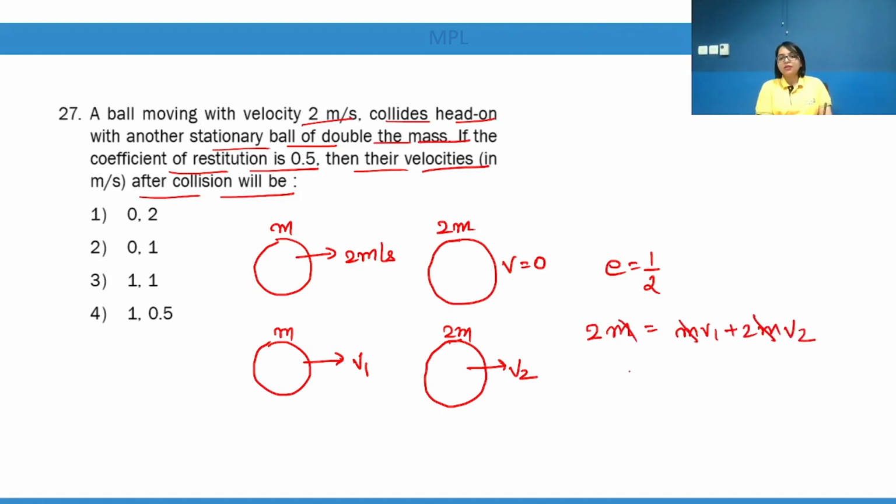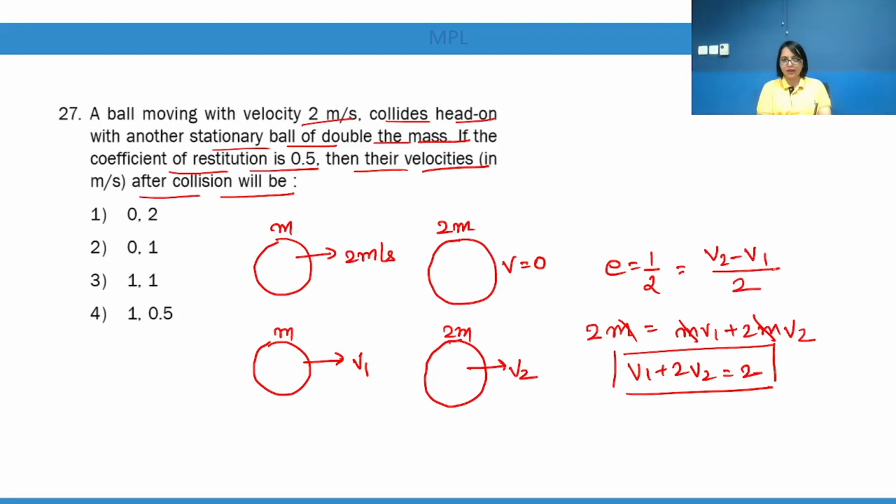So it will be v1 plus 2v2 is equal to 2. We have our equation number 1 with us. The second equation can be written in terms of coefficient of restitution, which is velocity of separation divided by velocity of approach. So this is (v2 minus v1) divided by u, right? So v2 minus v1 is equal to 1. This is the second equation, right? So v2 minus v1 is equal to 1.